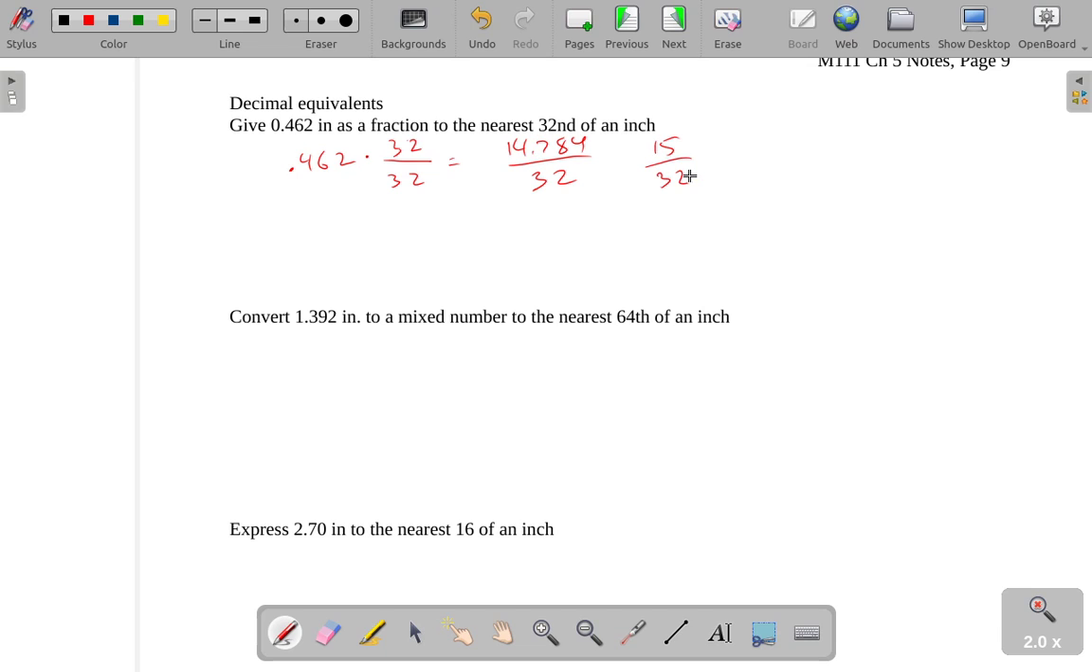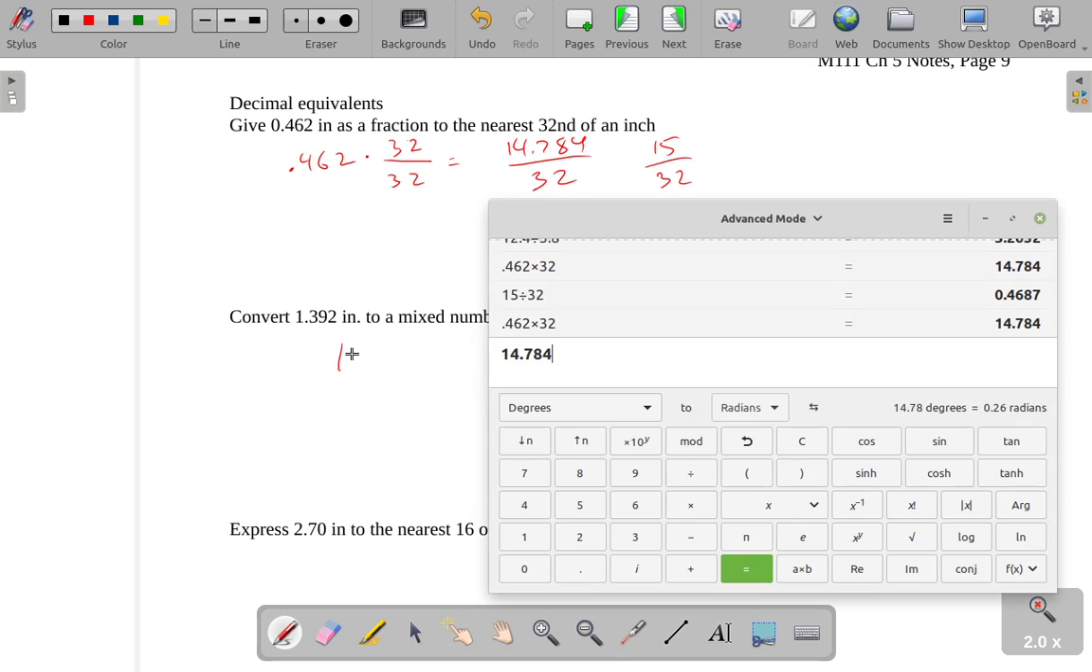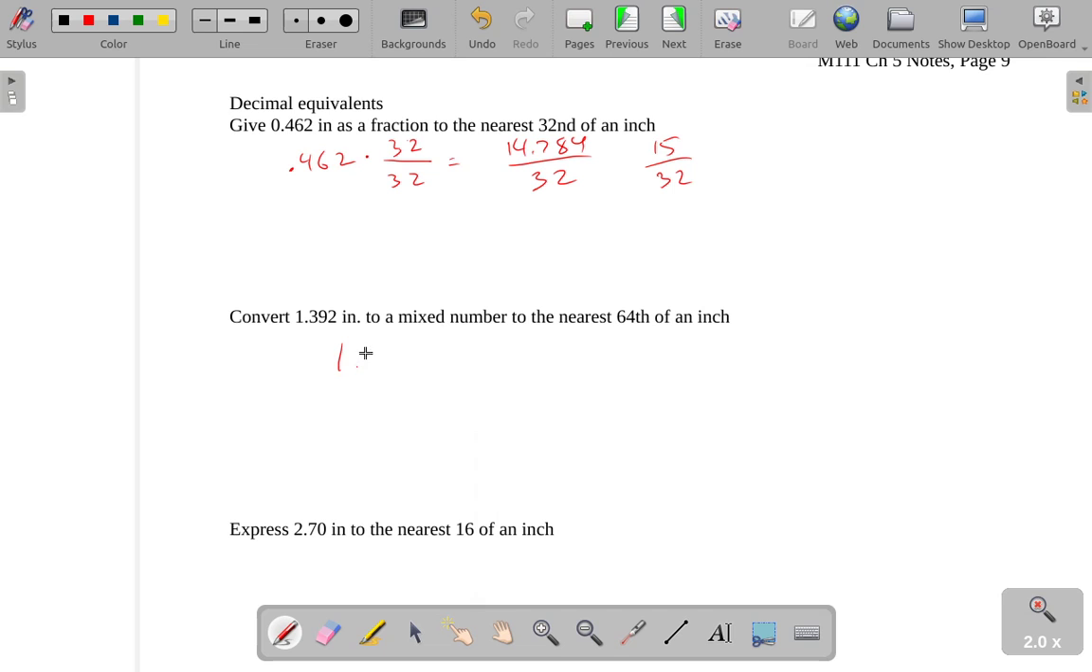You can see to get to the nearest 32nd, I'd multiply by 32. To get to the nearest 64th of an inch, I would multiply by 64. I'm going to go ahead and leave the 1 off, though. I'm just going to look at this 0.392. So 0.392 times 64 gives me 25, and it's barely over 25. So 1.392 is approximately 1 25/64.